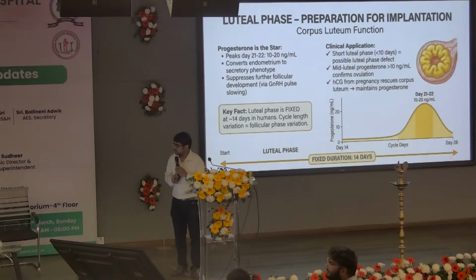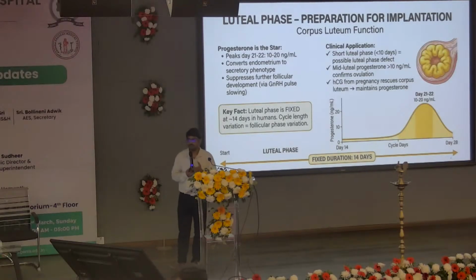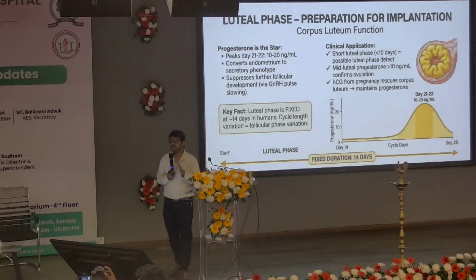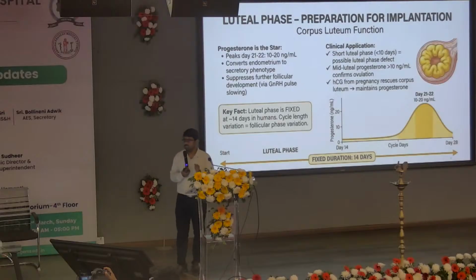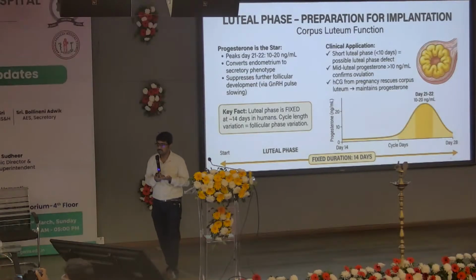The important point regarding the luteal phase is that its duration is fixed at 14 days. The normal lifespan of the corpus luteum is 14 days. It is designed like that; it can survive only for 14 days. The only thing which can extend the lifespan of the corpus luteum is HCG, which is released whenever there is a successful pregnancy.